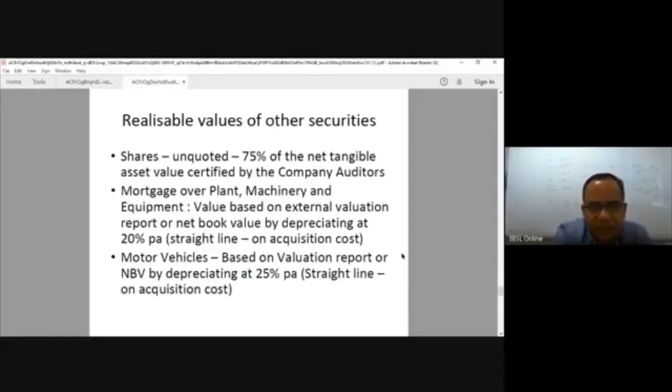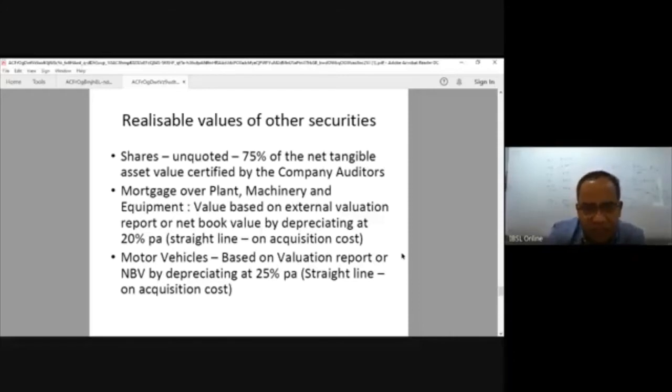Now, unquoted shares, you don't have a market value, right? If it's unquoted, the share as a security is not traded in the market, so openly you can't see the value. For them, you take 75% of the net tangible asset value, certified by the company auditors, right? 75% can be taken.